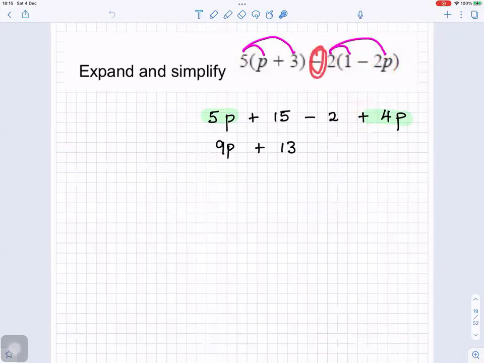Do not forget this minus and this minus. Minus and the minus will make that plus. 2 times 2 gives you the 4 and the p. When I mark the exams every year, students forget that minus.